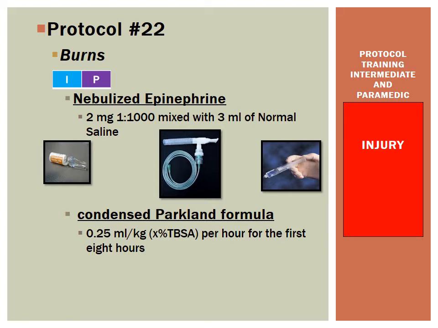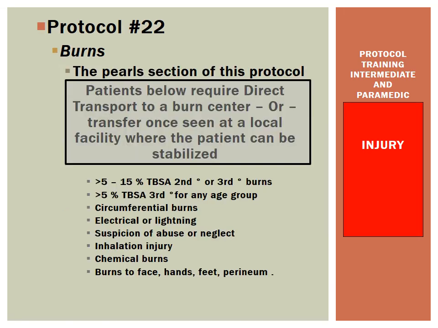Also within this protocol, there is the Parkland formula for patients with greater than 15% total body surface area burned, and this is a condensed Parkland formula, 0.25 milliliters per kilogram times the percentage of total body surface area burned. And this is the amount of fluid we're going to give per hour for the first 8 hours.